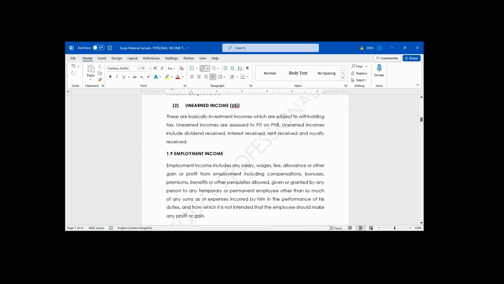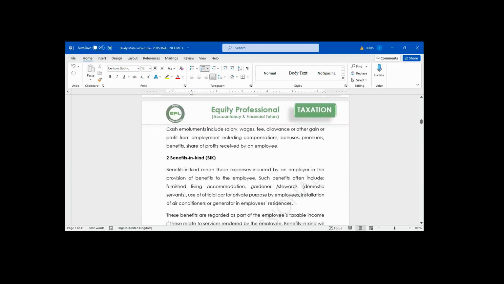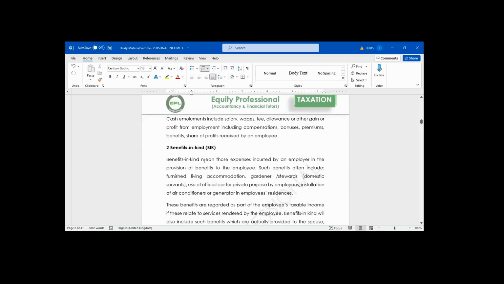Those basic salary, housing allowance, transport allowance, meal allowance, bonus, they are cash emolument. They are paid to you by cash. You understand my point? Do you understand? Yes. Why there is another one called benefit in kind. This benefit in kind is non-cash emolument. It's an income, but it's not paid to you by cash.